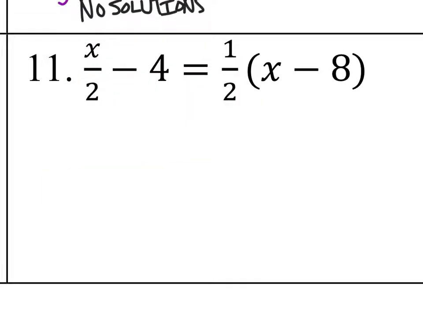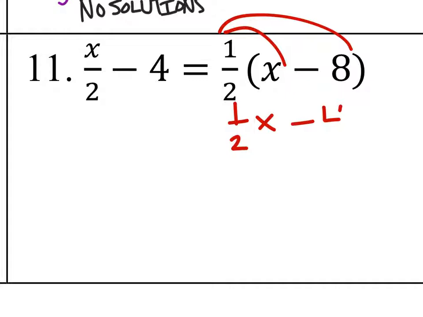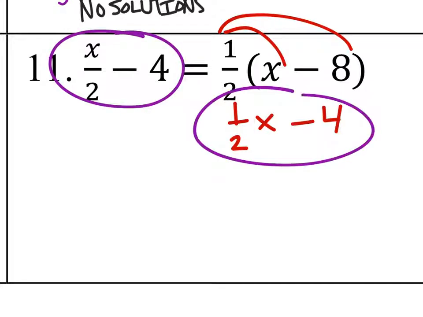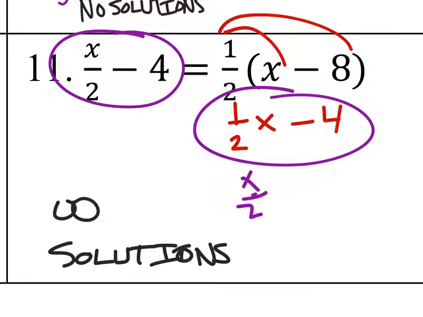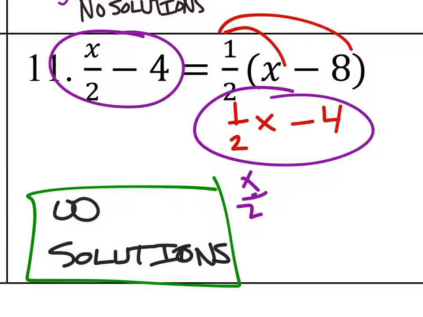All right, this one, again, we'll distribute this 1/2 to give 1/2 x minus 1/2 times 8, which is 4. So again, we got the same equation here as right here. This is different, though: 1/2 x can be x over 2 as well. So this one, that is correct, infinite solutions. So does 1/2 x equal x over 2?